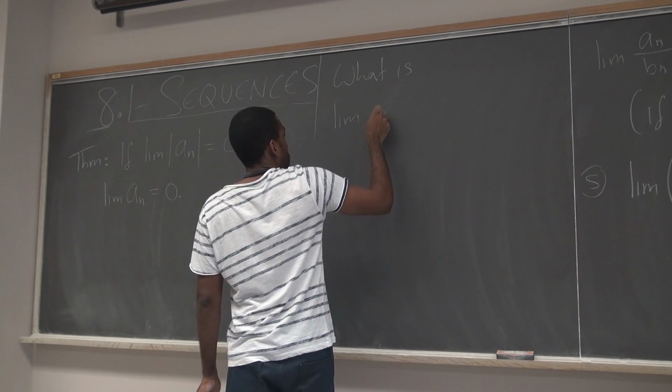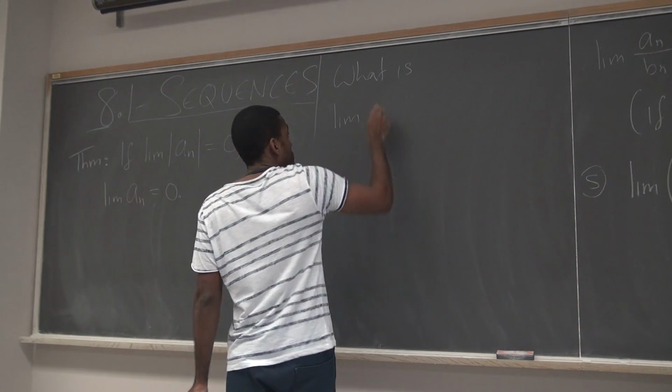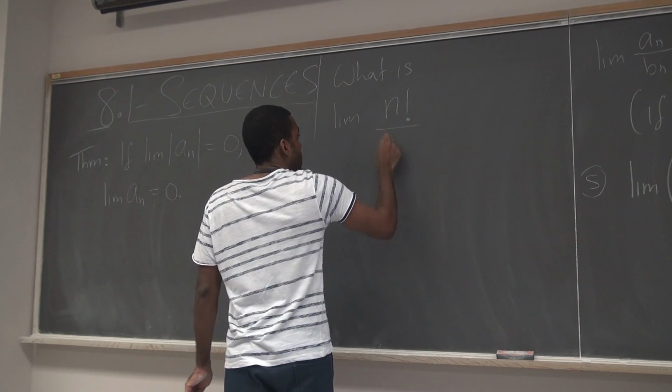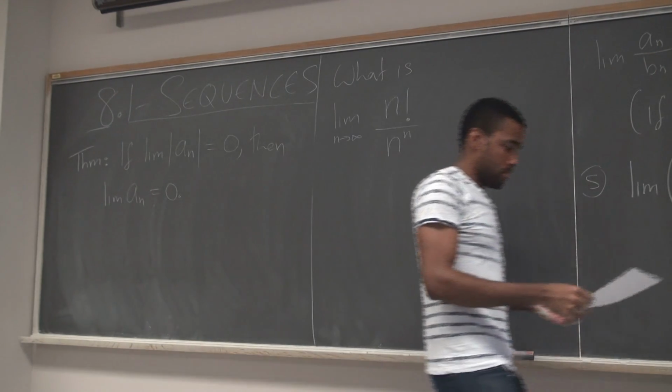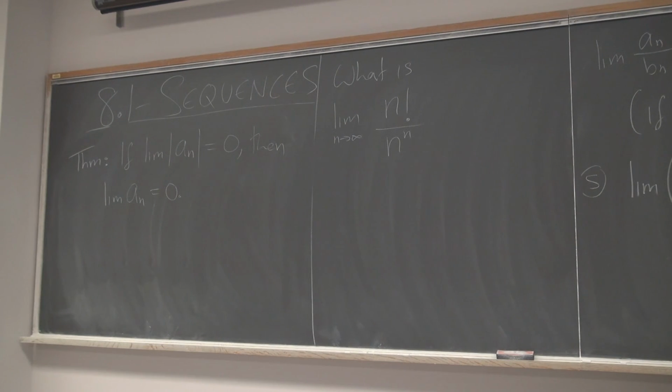What is the limit of something like n factorial over n to the n? What do you think that number is? Does that limit exist? Infinity? Doesn't exist? It's faster than exponential. Technically, that's not an exponential. The base isn't a constant, remember. The base is n. The base is growing as the power is growing as well.